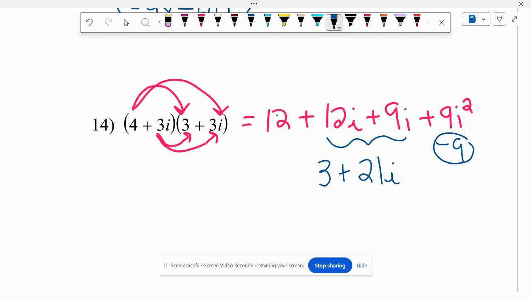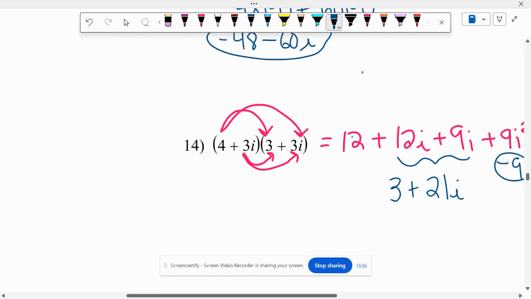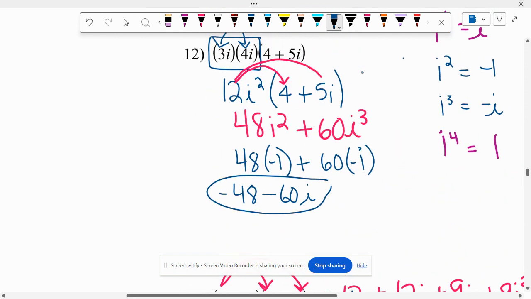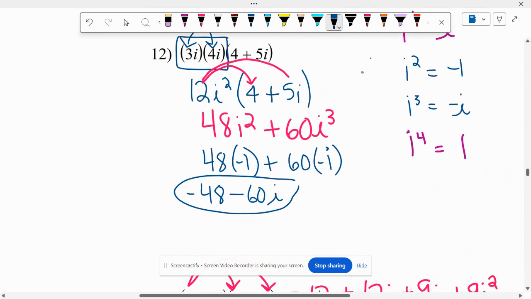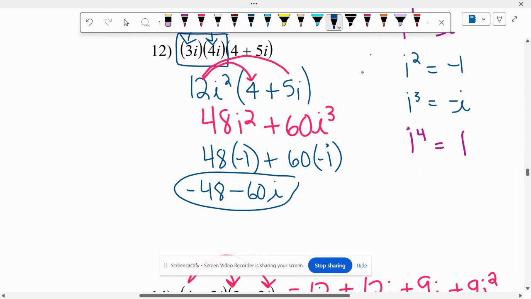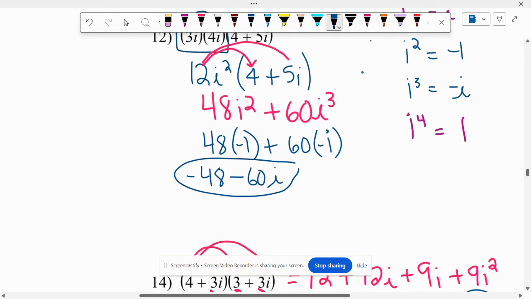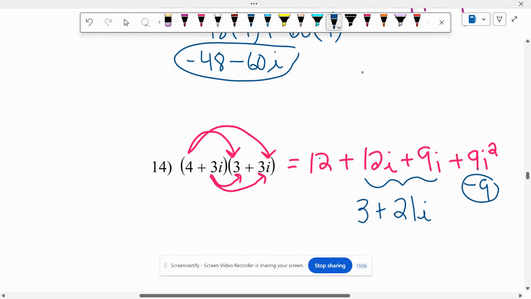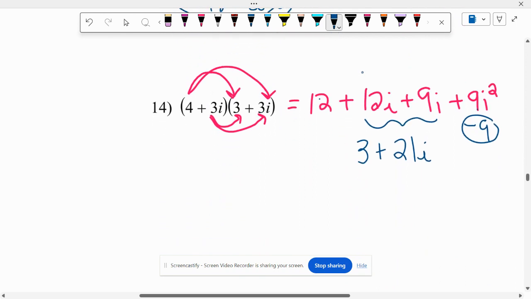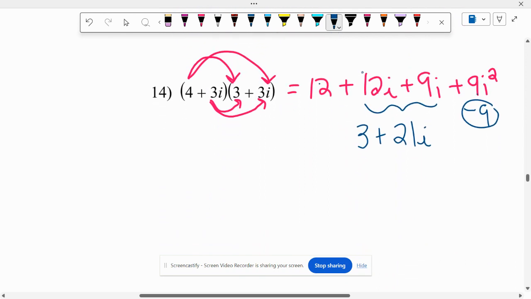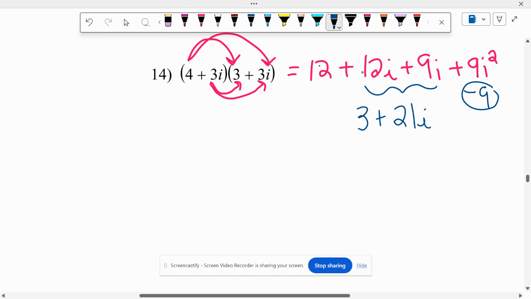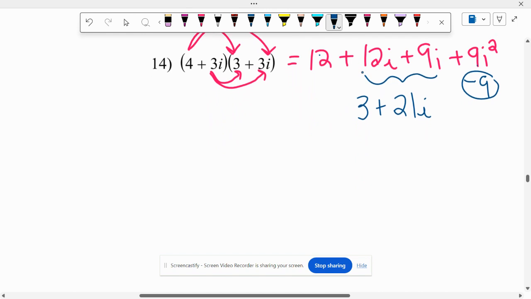Why is i squared negative 1? Well, because we just set up here that i squared is negative 1, right? Because i is the square root of negative 1, and the square root of negative 1 times the square root of negative 1 is negative 1. Right? That was your Friday lesson, and I did that again with you guys on Monday. Okay. Good. Can we keep going?